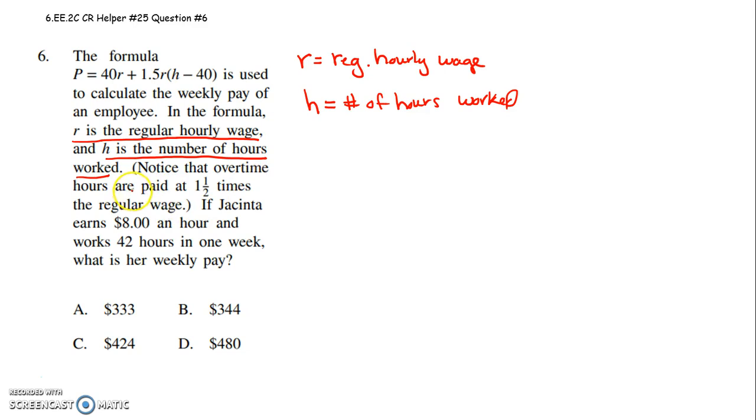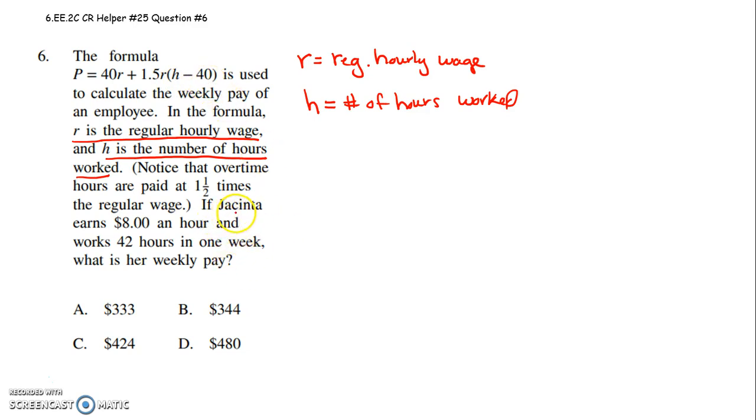Notice overtime hours are paid at 1.5 times the regular wage. They're just saying that this 1.5 gets multiplied by your regular wage for overtime hours, hours over 40 hours. Okay.